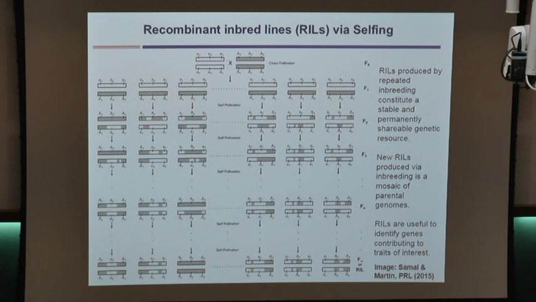I'm not an expert on that, but what I've been told is that it's useful both for genetic mapping and to identify genes contributing to traits of interest in agriculture and disease as well. So this is how it occurs in plants, where you can do self-pollination. So you can do a selfing here.